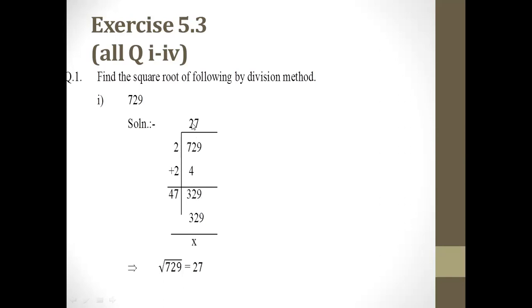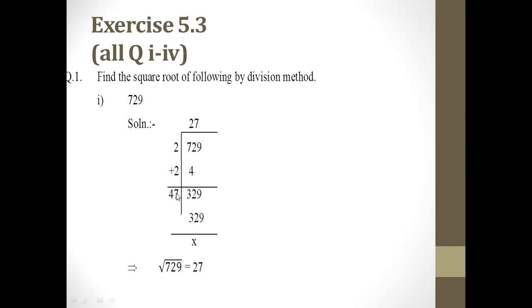Now what will you do? This 2 you add to the quotient. So 2 plus 2 you get 4. Now this is 329. When you multiply 47 with 7, you get 329. You can check it.